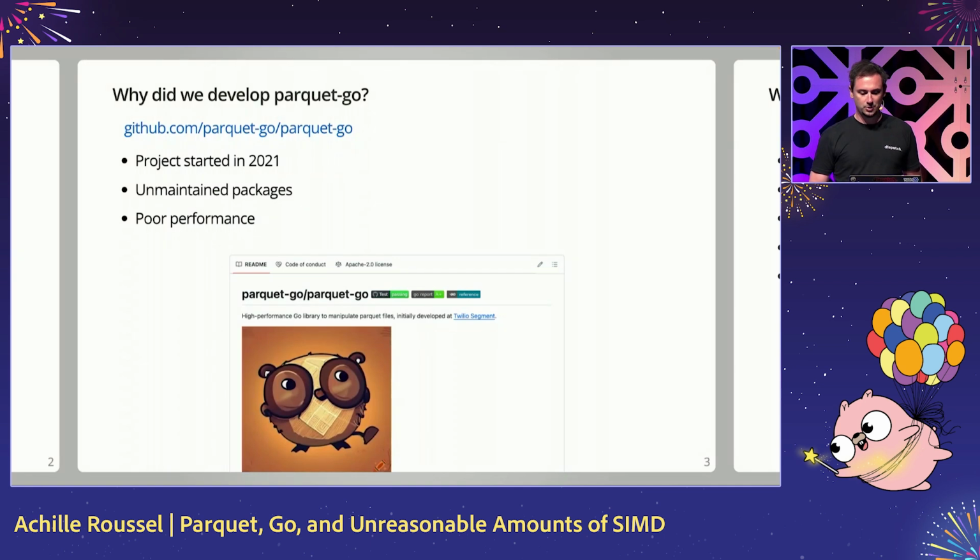And in 2021, I was working at Segment, and we had a lot of big data we wanted to keep in object store and be able to query efficiently. Unfortunately, all the packages at the time didn't meet our performance requirements, or had a questionable maintenance state. And so I thought to myself, how hard can it be to write a Parquet library? So let me tell you, it was really hard.